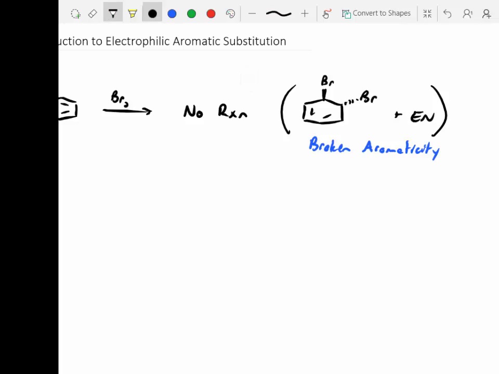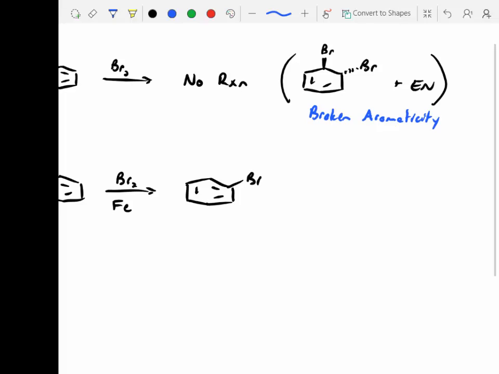However, there's another odd thing with this reaction. It was found that when you add iron, you can actually get one bromine atom to attach directly to your benzene ring. It's a little bit odd, but one nice thing about this compared to the one on the top is that this is still aromatic.